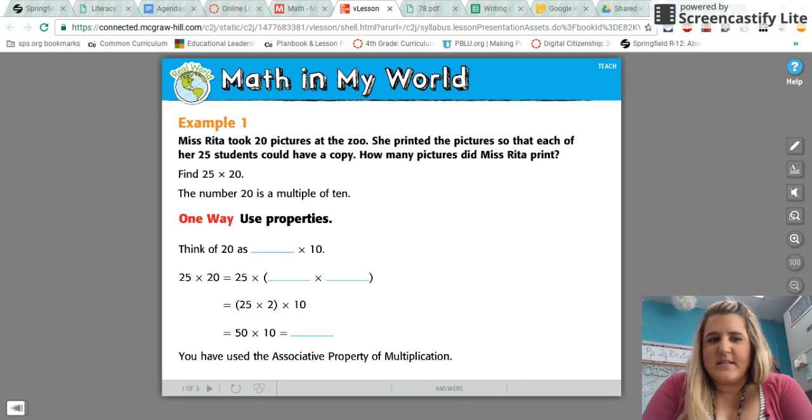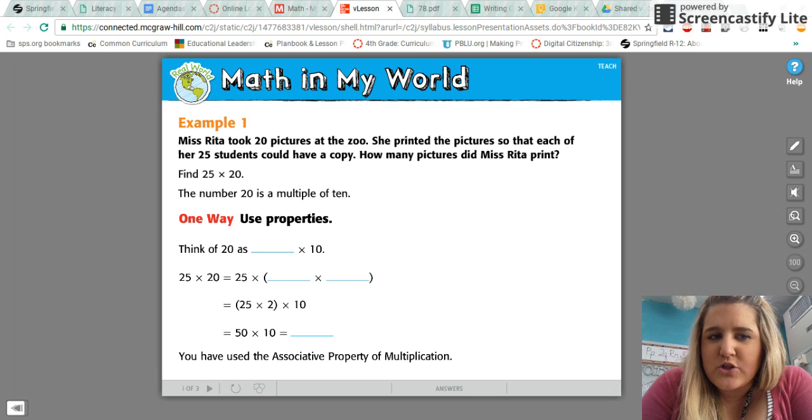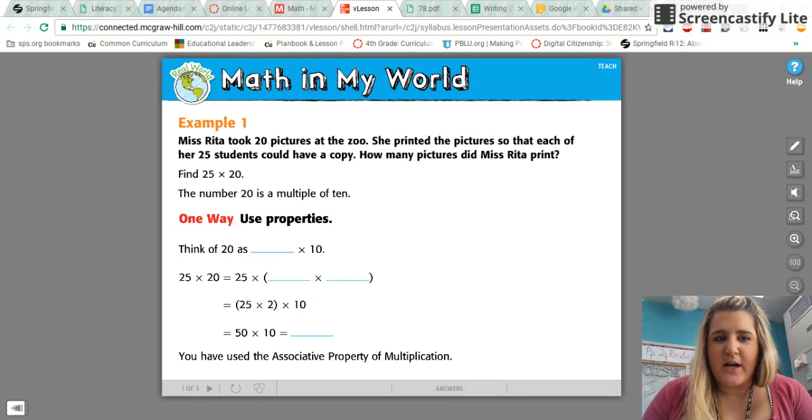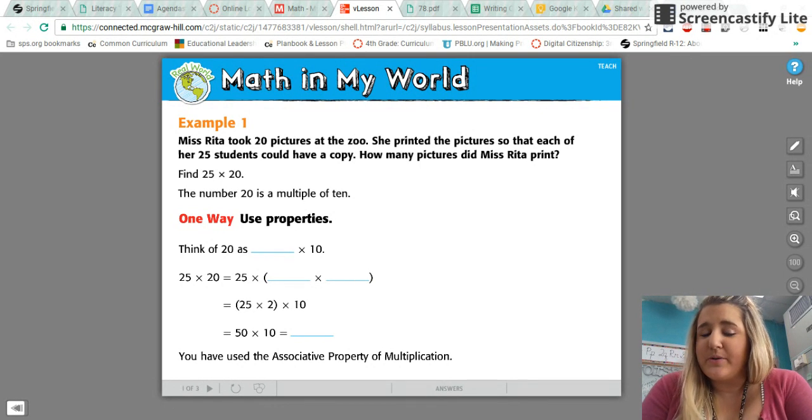Example 1 says, Miss Rita took 20 pictures at the zoo. She printed the pictures so that each of her 25 students could have a copy. That's nice. How many pictures did Miss Rita print? They want you to find 25 times 20. Now the number 20 is a multiple of 10. We know that because it's got a 0.